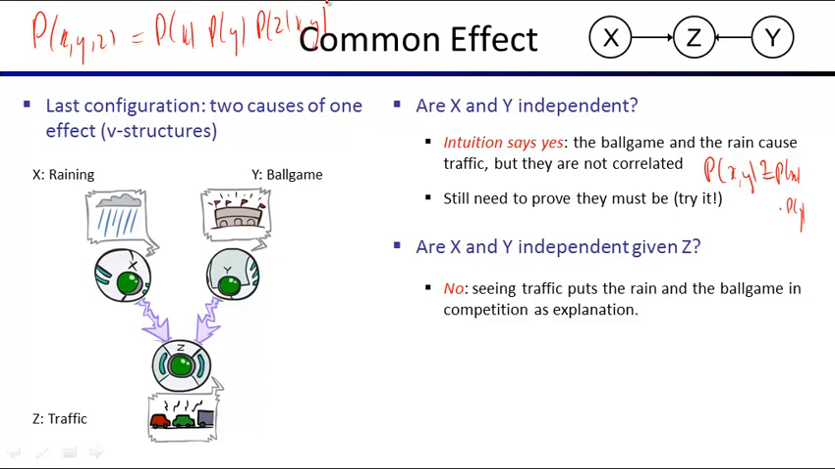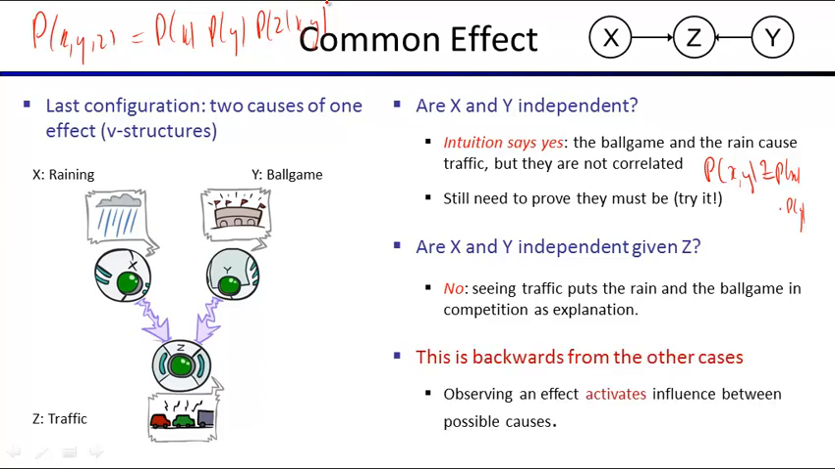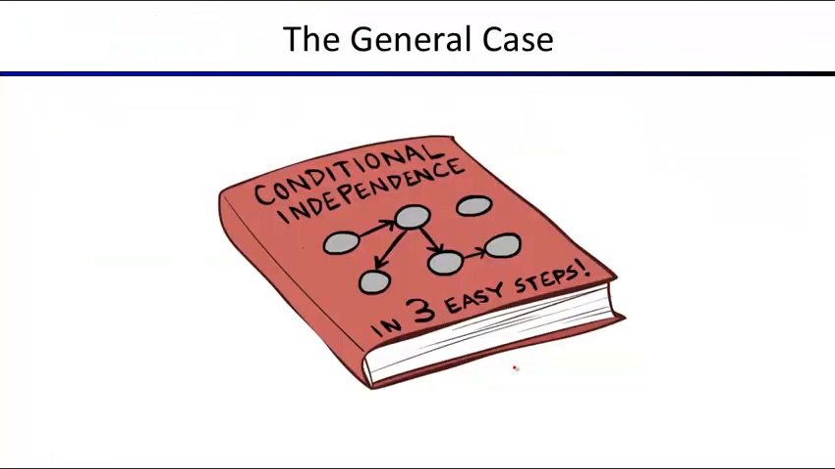Are x and y independent given z? No. And the way you prove that is, again, by coming up with some conditional probability tables that show that the condition for independence is not satisfied. This is backwards from the other cases. This is the hard thing to keep in mind. This is the special case, the easiest one to go wrong on. Okay, let's take a small break here, and then let's do the general case based on these three base cases.